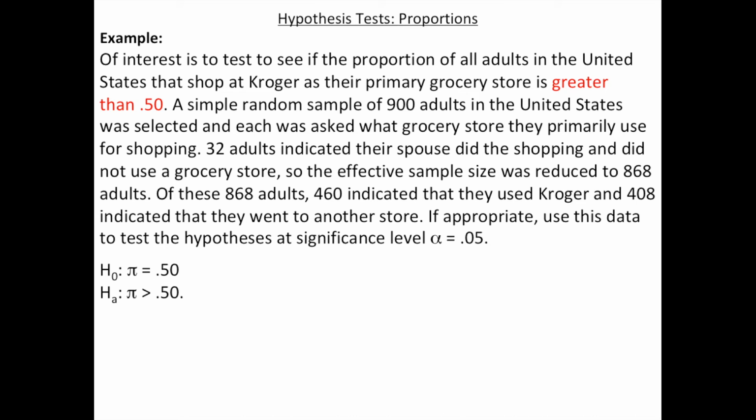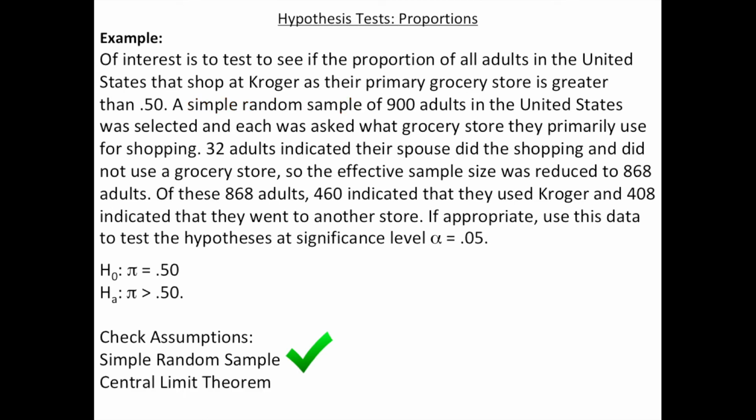Once you state your hypotheses, we can check our assumptions. First, we see that we collected a simple random sample, so this satisfies our first assumption. Then we need to check the central limit theorem. In this problem, we're going to use pi naught and multiply it by our sample size, and make sure you notice that in this problem we have a reduced sample size, so you need to use the proper sample size of 868. 1 minus 0.5 is still 0.5, so I only calculated this value once, but 434 is greater than 10, so both of our assumptions are satisfied.